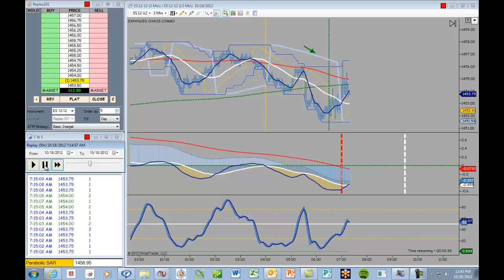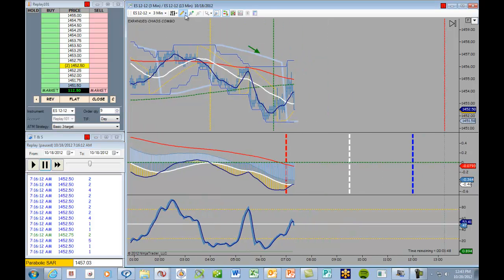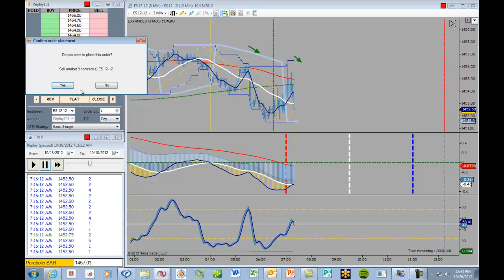Got some mixed signals between our MACD and our stoch. When you've got that going on, remember that the stochastic is the more sensitive and reactive. The MACD is a little slower. So looks like we might be able to get something on the short side here. Oh yeah, we do.